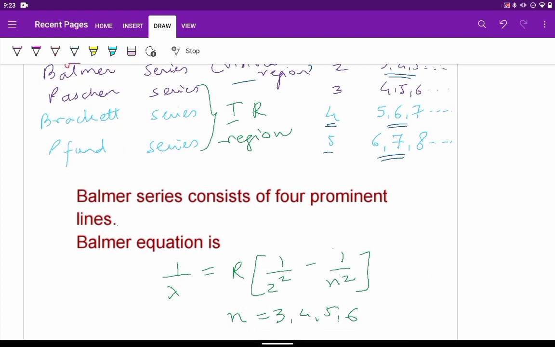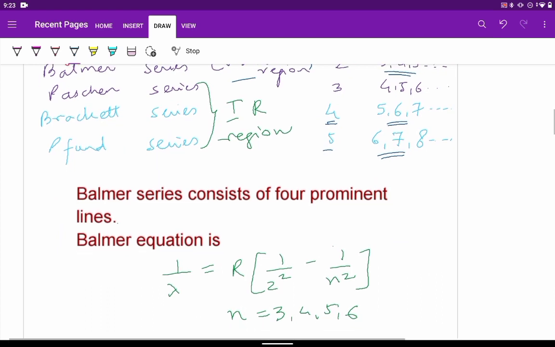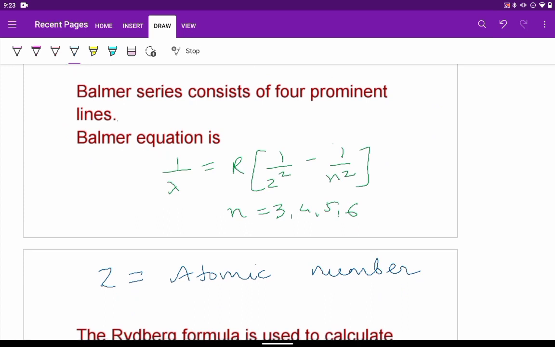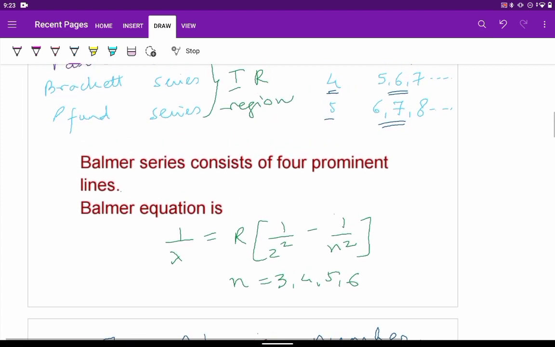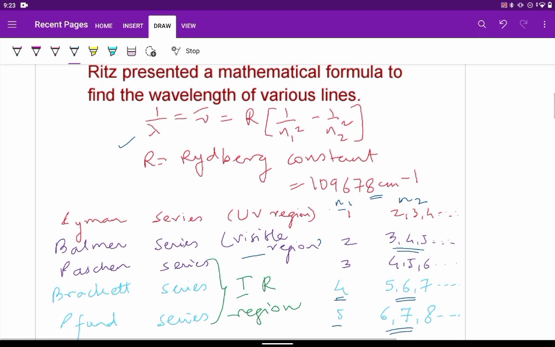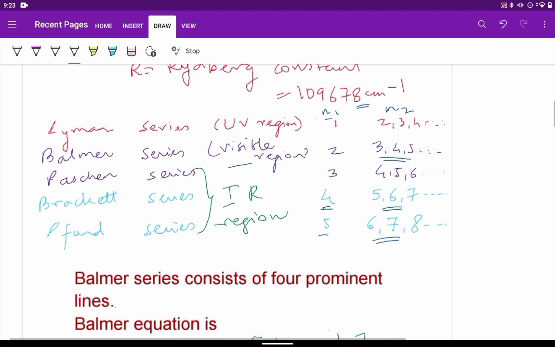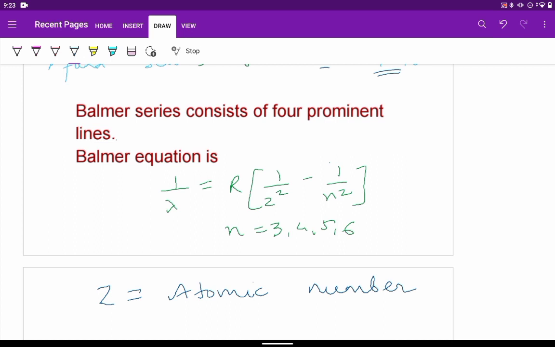Balmer series consists of 4 prominent lines. The Balmer equation will be 1 by lambda equal to R into 1 by 2 square minus 1 by n square, because students, you see, in this basic equation it is R into 1 by n1 square, and for Lyman n1 is 1, for Balmer n1 is 2. For Balmer n1 is 2, so we put 2 here. So the Balmer equation will be 1 by lambda equal to R into 1 by 2 square minus 1 by n square, where n value will be more than 2, that is 3, 4, 5, 6.